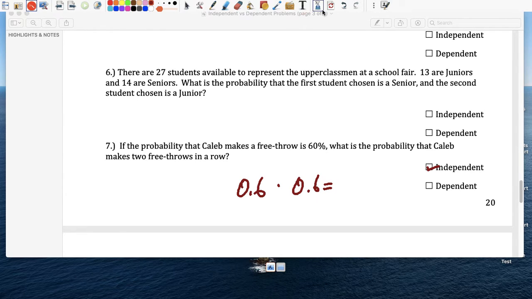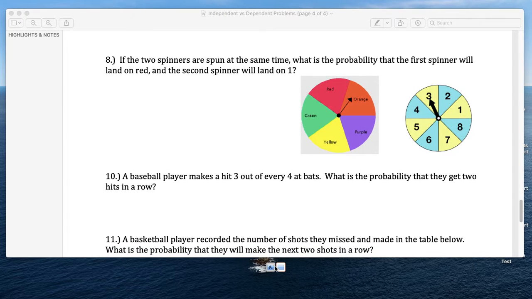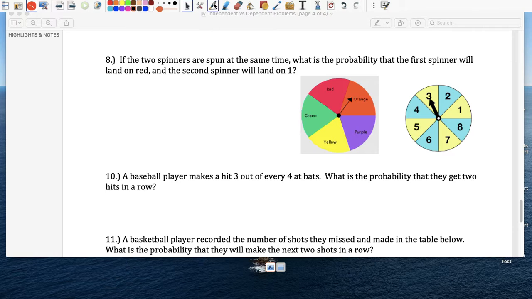Okay, so you guys can find the answer. Two spinners respond at the same time. It's the probability the spinner will land on red, and then will land on red. The probability of landing on red is 1 out of 5 here. And landing on 1 is going to be 1 out of 8. So 1 out of 40. And this is independent. Okay, so I'll write I for independent, right? Nothing changed, right? The total is still the same.